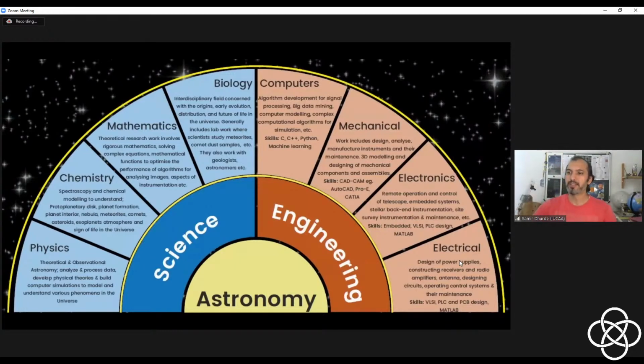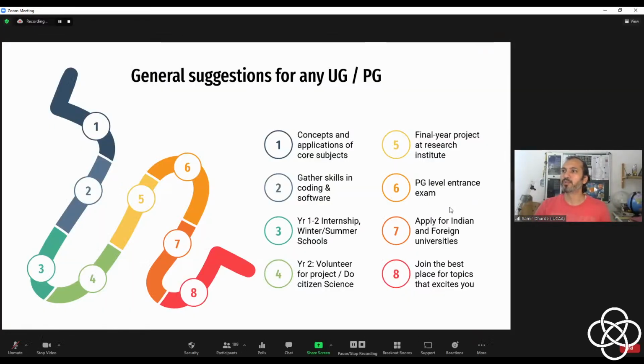So there are various ways in which you can contribute to astronomy, and whether you are a science student or an engineering student, although you need to know physics quite clearly, you can still have other skills and be part of astronomy. So that being said, let me just quickly get to a few general suggestions, which I'm sure people would be giving here and in other sessions.